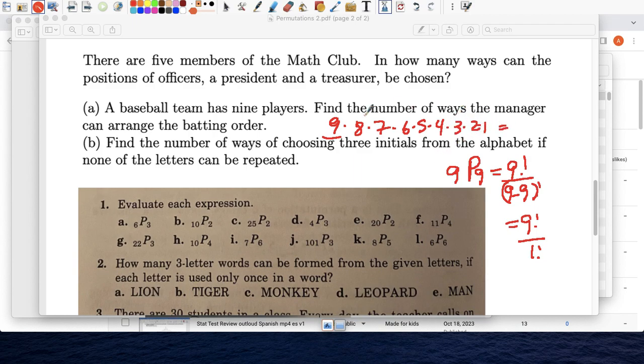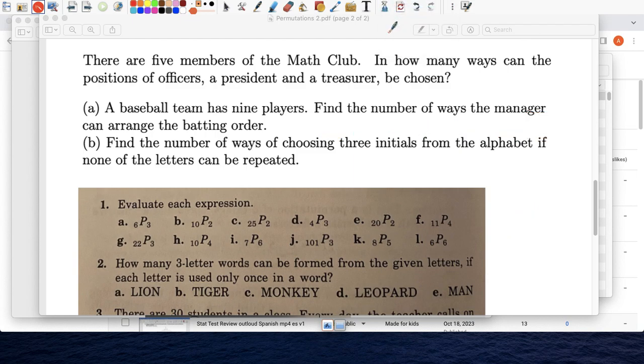Okay, I'm going to multiply. 9 times 8 times 7 times 6 times 5 times 4 times 3 times 2 times 1. I don't know why I did the 1, but I did it. 3, 6, 2, 8, 8, 0. So for the batting order, we can have 362,880 different lineups for the 9 people on the baseball team.